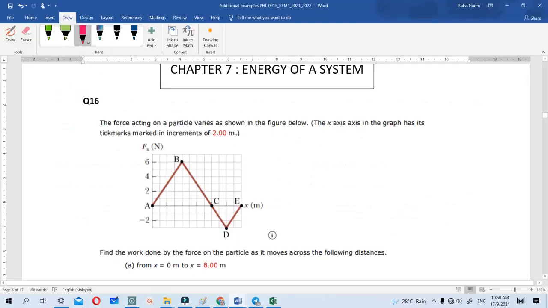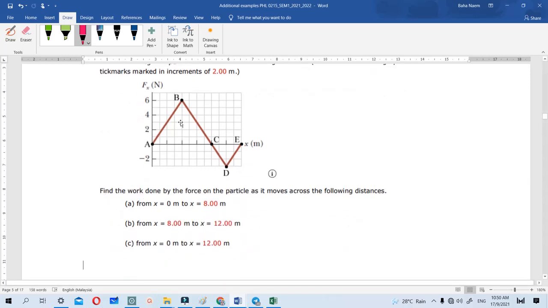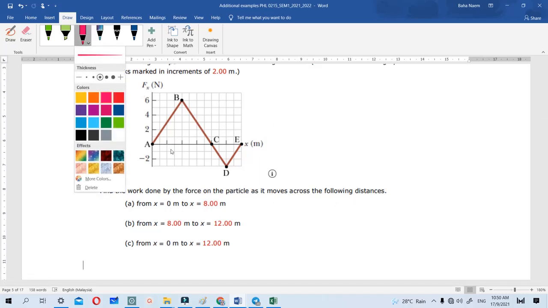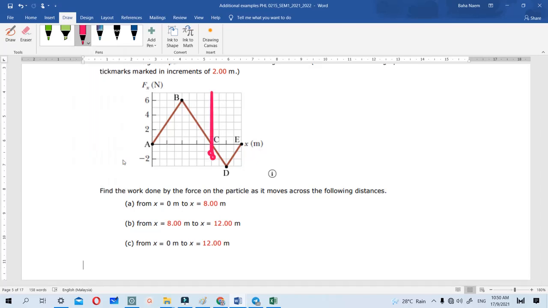This is another example where we will find that work can be negative in value. According to the question, based on this figure, find the work by the force on the particle as it moves across the following distance, 0 until 8. So 0 until 8, this is 2, 4, 6, 8. The area under the curve should be 1 over 2 times the base and times 6. So the answer becomes 4 times 6, 24 joule.